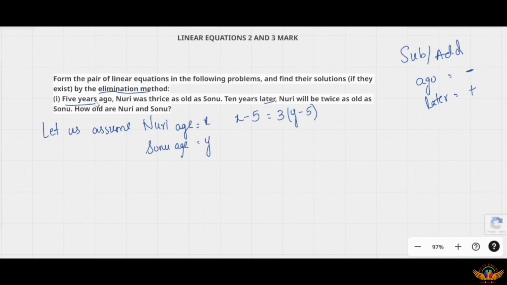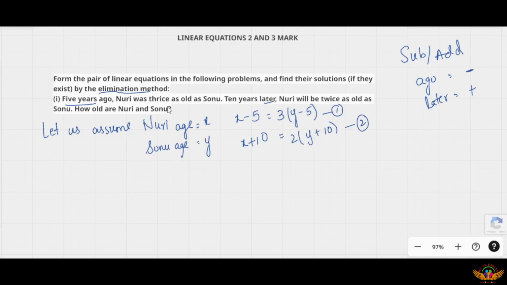So don't forget this step. When they are saying 5 years ago, you have to do minus 5 on both sides, both Noori's and Sonu's age 5 years ago. And though they told that it is 3 times, I wrote 3 into y minus 5. This is my first equation. And what is the second condition they gave? 10 years later, Noori x plus 10, because later is equal to twice, means 2 times Sonu, y plus 10. This is my second equation.